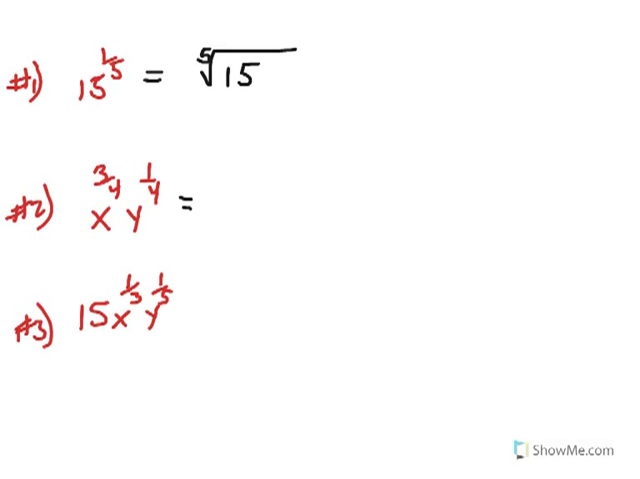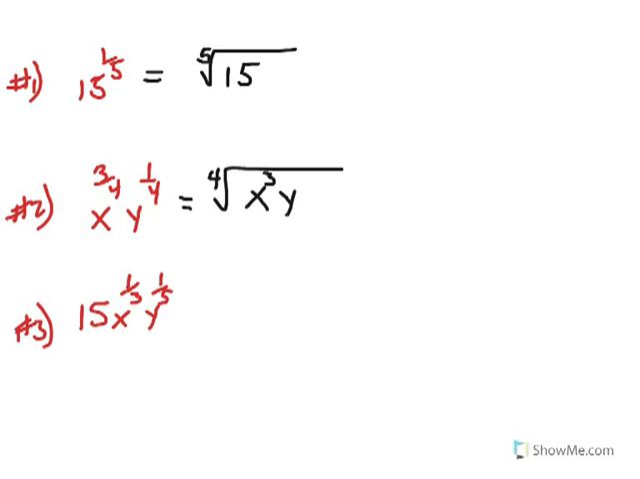Number 2, x to the 3/4 times y to the 1/4. Our denominators there are 4, so that's the 4th root. And then it's our bases, and the exponents are the numerators of the previous. And once again, I don't need to write that 1 for the y. So the 4th root of x cubed times y.